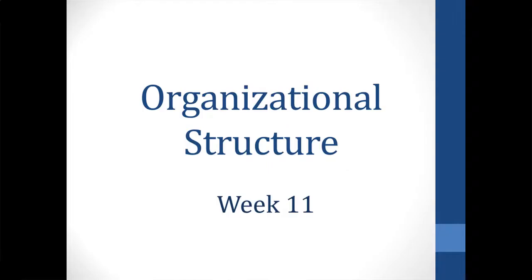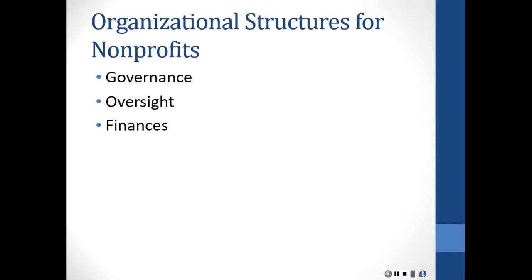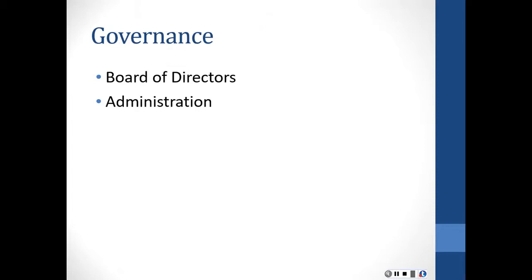Today we will be looking at different aspects of organizational structure. So the main parts we'll be talking about are looking at governance, how a nonprofit is operated or run, and then looking at who oversees nonprofits to make sure they're functioning well, and then looking at how nonprofit finances are structured. So first, when we're looking at governance, and I kind of talked about this in an earlier lecture, the two main governors of a nonprofit would be the board of directors and then the administration of the organization.